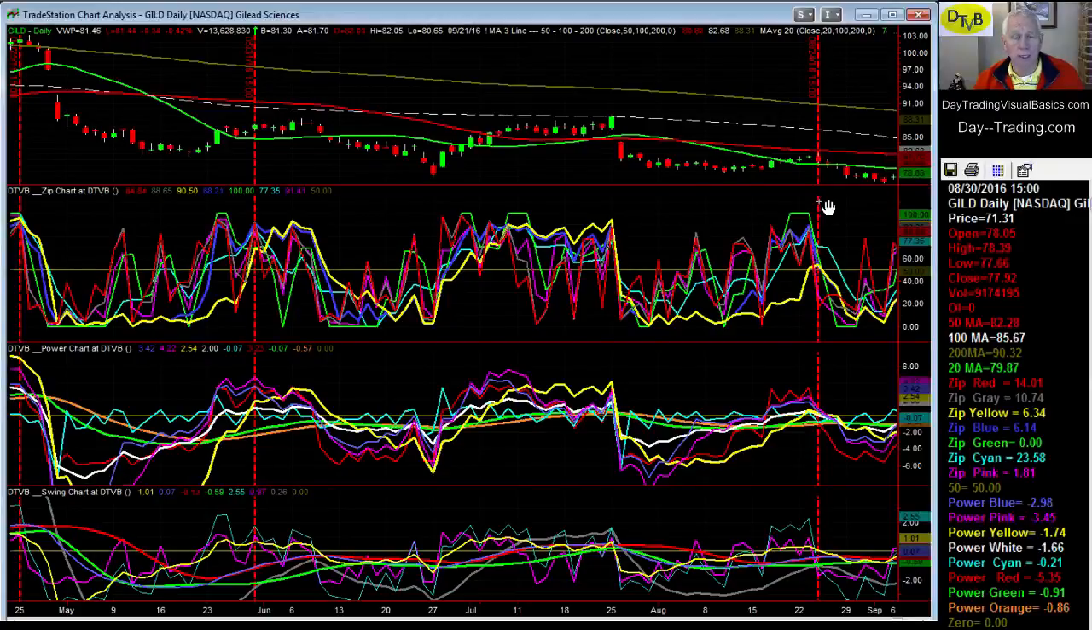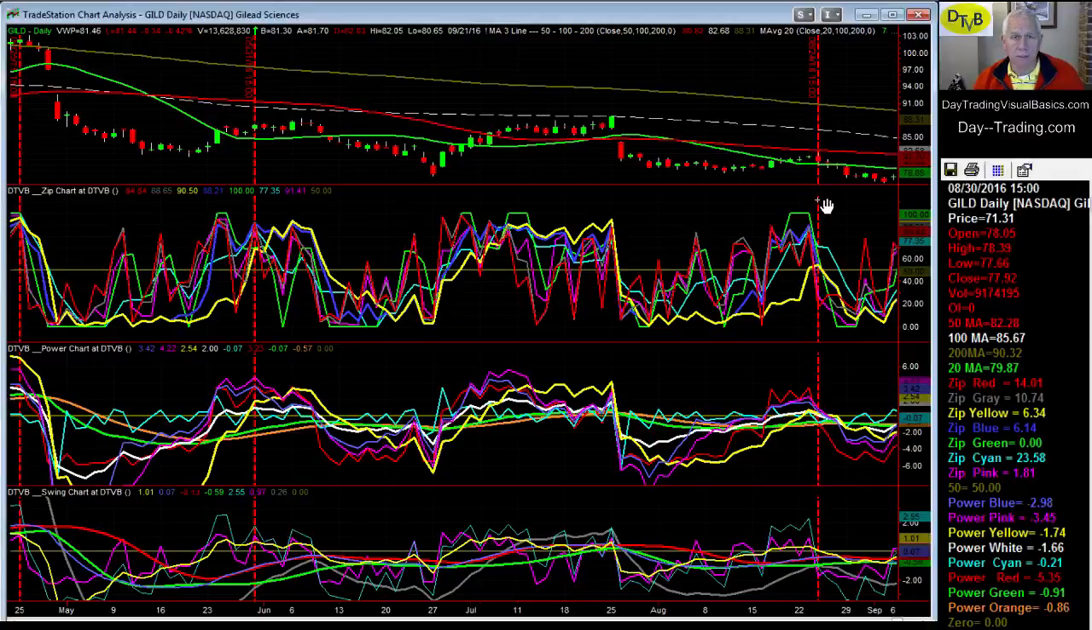Normally what you end up doing is you would find a zip Cyan when it hits the scanner the first day. So the following morning you would be able to trade it, unless you happen to catch it the same day that it was there as the highest indicator.